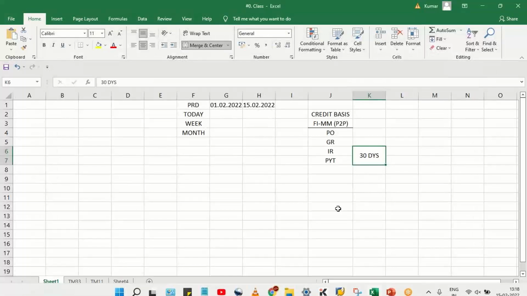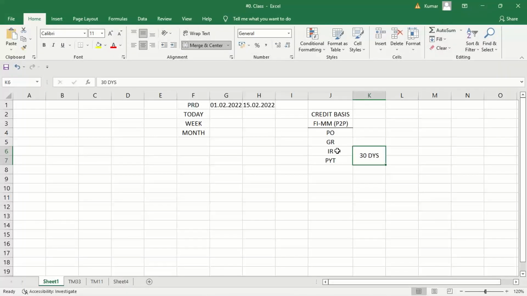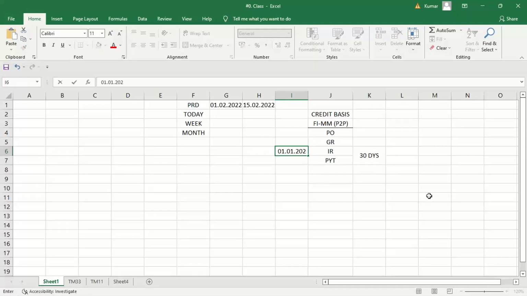The terms of payment depend upon what is agreed between Tata Motor and the vendor. Look here: the invoice is received. Suppose the invoice is received on 1st January 2020, the payment will be made on 31st January. 30 days means 31st January. And if the month has only 30 days, then it is the 1st of the next month, right?